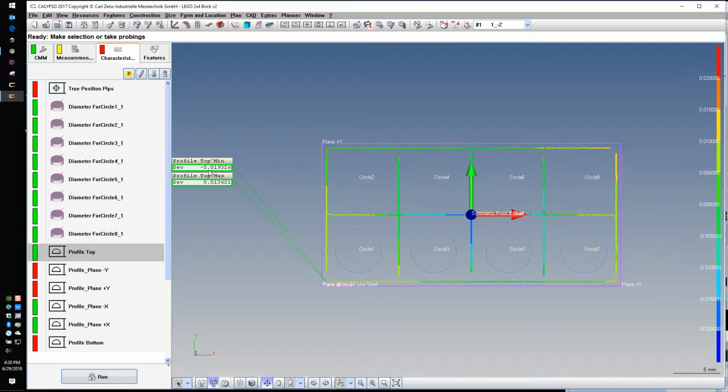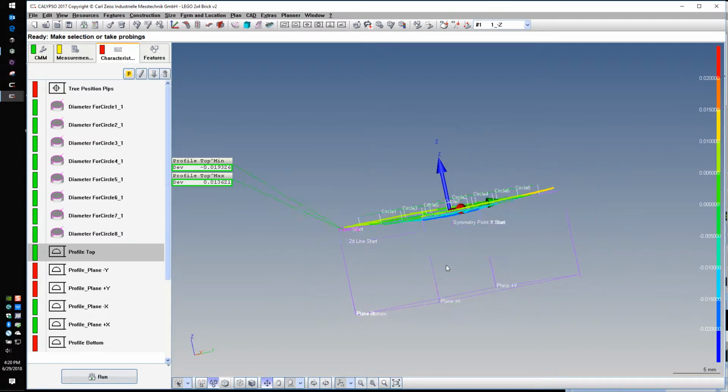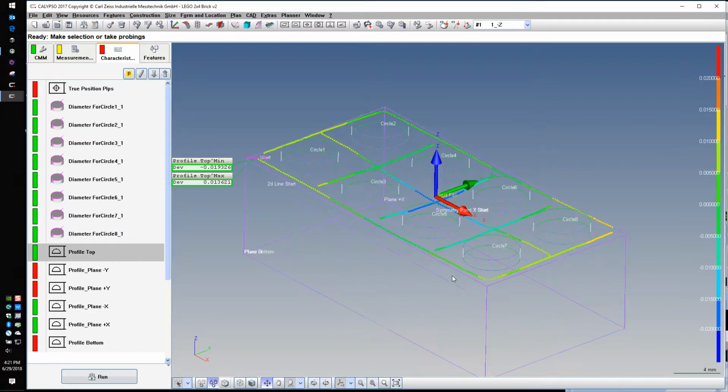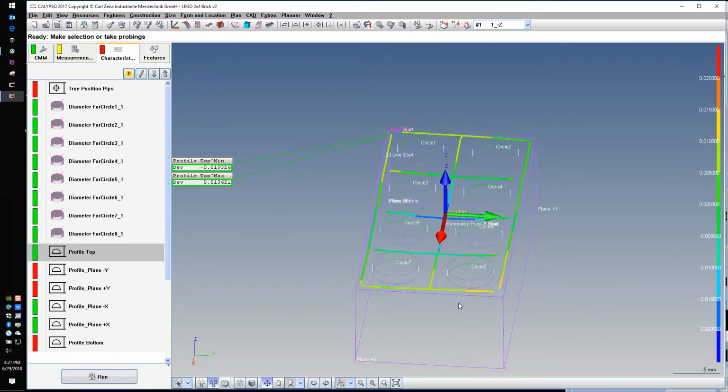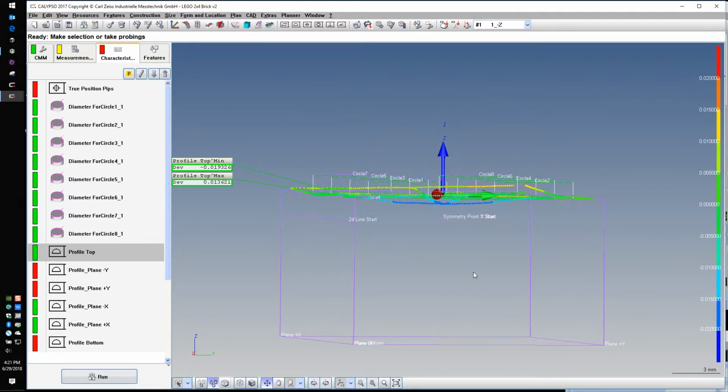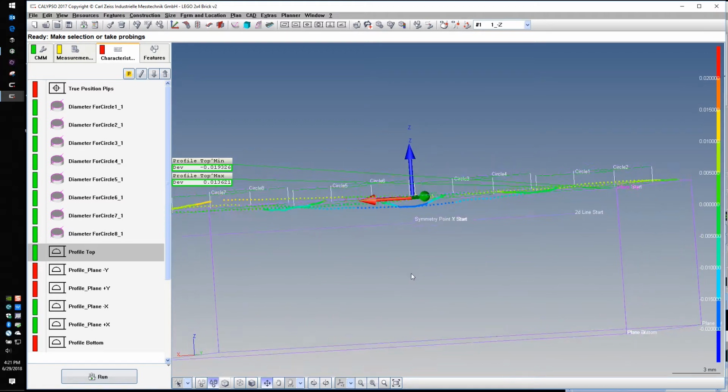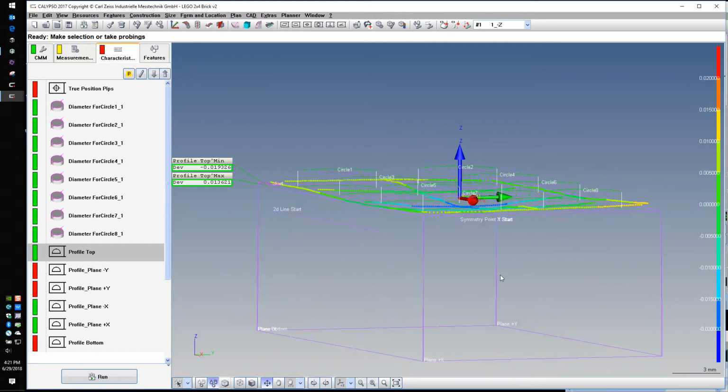Then we take a look at the top profile. We see that it does fall within a plus or minus 20 micron tolerance, minus 19.3 microns, plus 13. A micron is 40 millionths of an inch, so it's a pretty small number. And we can see if we look here at the top, there's a nice shape to it. It does sink down a little bit in the middle. Otherwise, it's pretty flat around the outside.